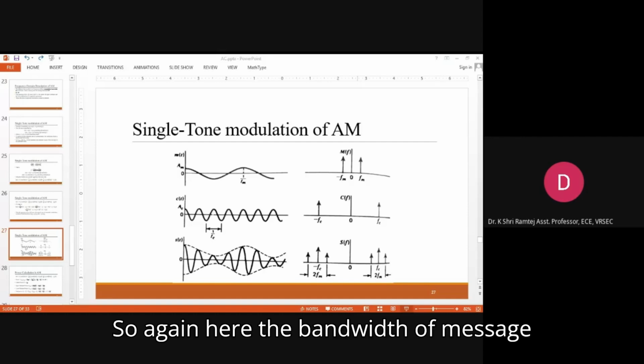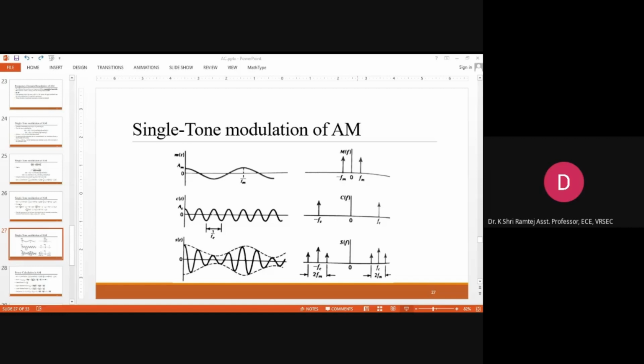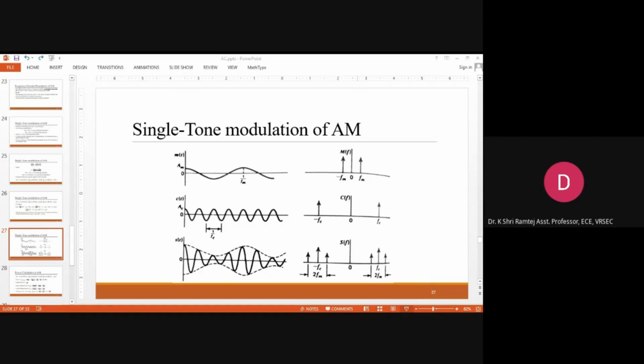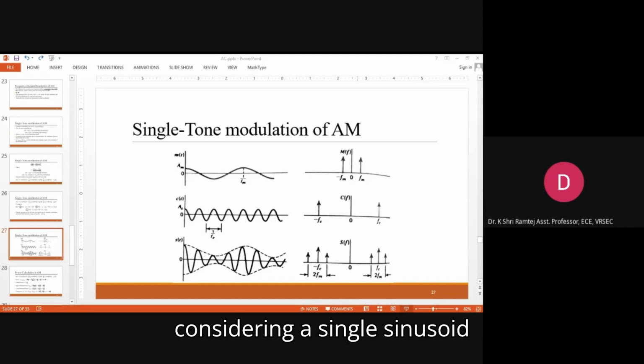Again, here the bandwidth of the message signal is fm, and the bandwidth of this modulated signal becomes 2 times fm. So this is the special case where we are considering a single sinusoid as the message signal.